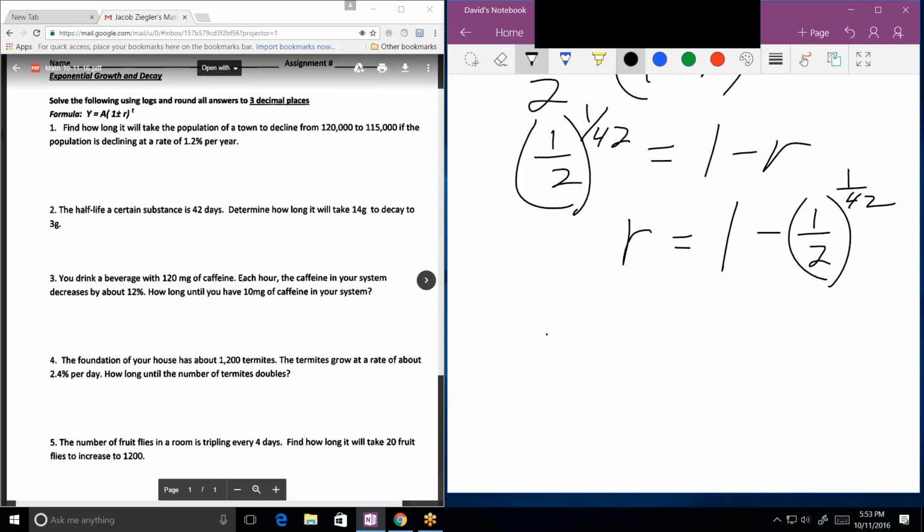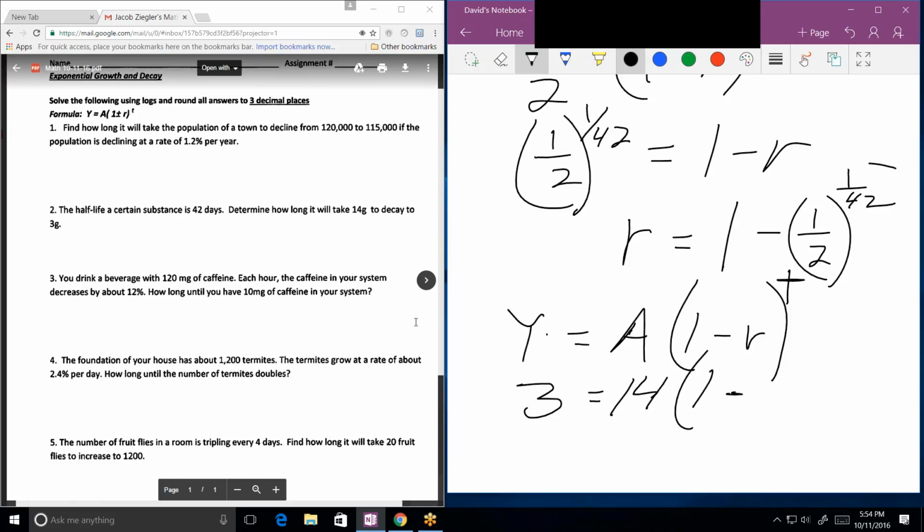Now, what's the general equation? Y equals a times 1 minus whatever this r is to the t power. That's the general equation, right? So they want to say, determine how long it will take 14 grams to decay to 3 grams. Well, what's the first thing that I'm going to write? What's y going to be? 3. What's a going to be? 14.